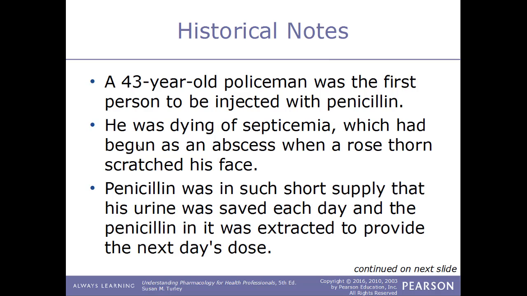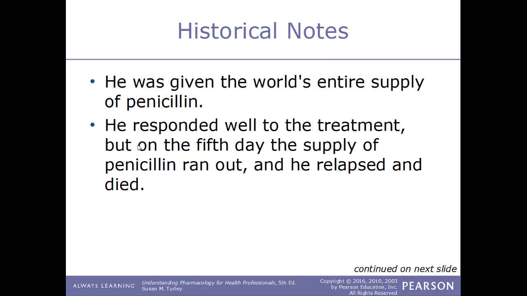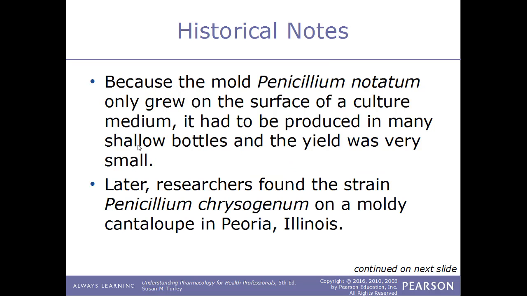He was dying of septicemia, which began as an abscess from being scratched on his face by a rose thorn. Penicillin was in such short supply that his urine was saved each day, and the penicillin in it was extracted to provide the next day's dose. So he ended up receiving the entire world's supply of penicillin. He responded well to the treatment, but on the 5th day, the supply of penicillin ran out, he relapsed, and eventually died. Because the mold Penicillium notatum only grew on the surface of a culture medium, it had to be produced in many shallow bottles, and the yield was very small.